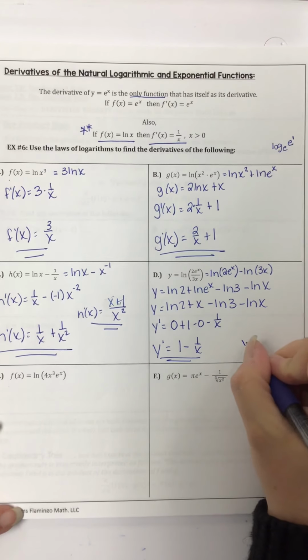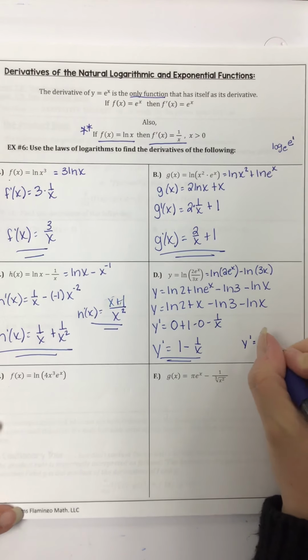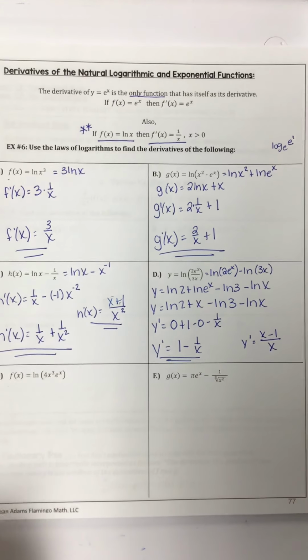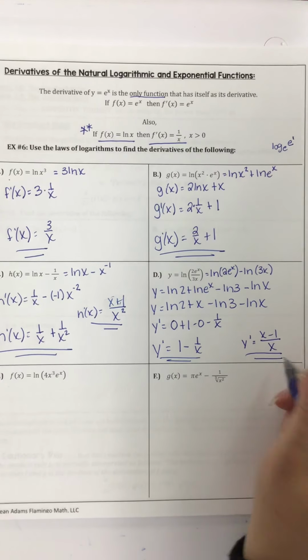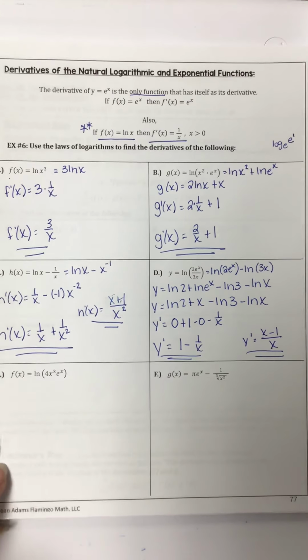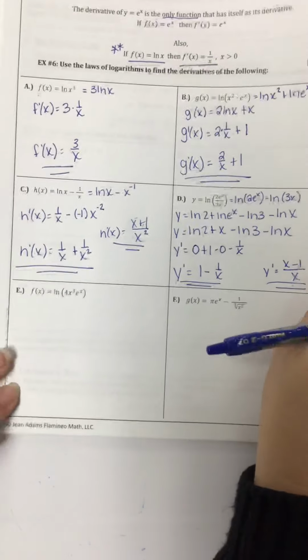It also could have been written as, what, x minus 1 over x? I'm just saying that because on a multiple choice, you need to be able to recognize that those are the same thing, right? All right, we're getting to the end here.